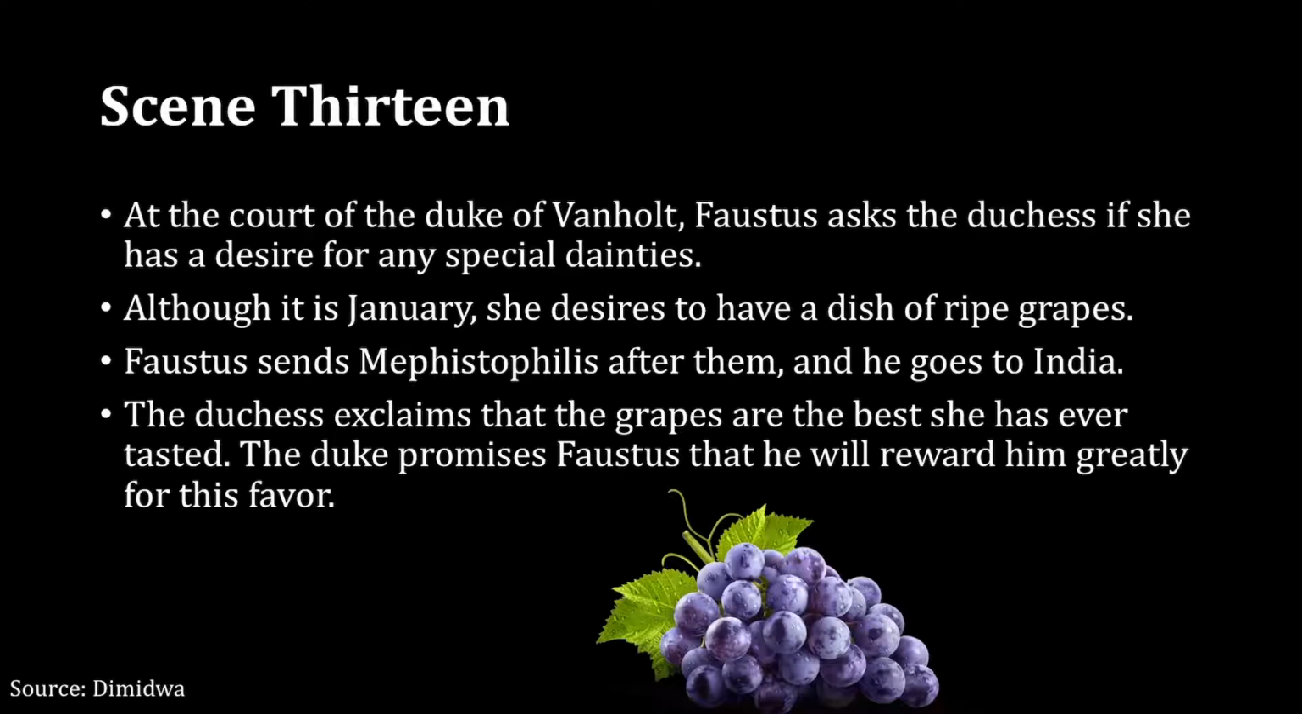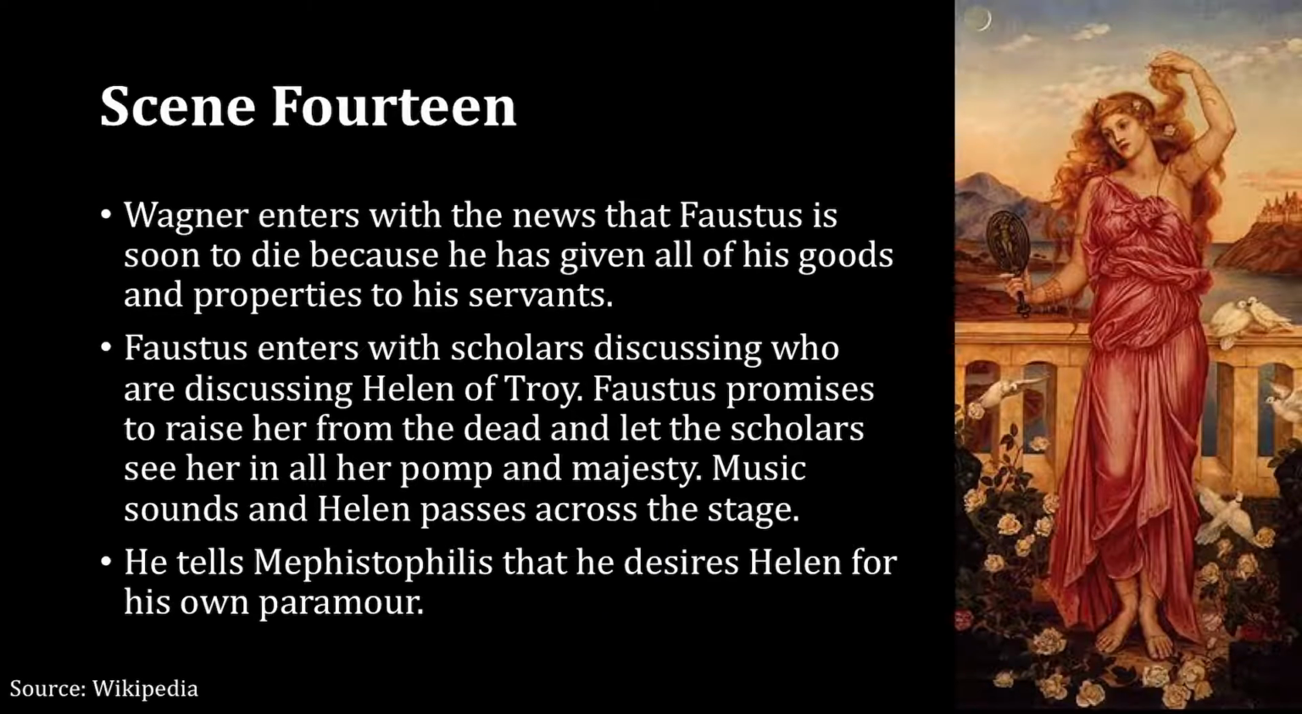In scene 13, we are then taken to the court of the Duke of Van Holt, and Faustus asks the Duchess if she has a desire for any special dainties. And although it's January, she desires to have a dish of ripe grapes. So Faustus sends Mephistopheles after them, and he goes to India to reclaim them. The Duchess is really impressed, and she exclaims that these grapes are the best that she's ever tasted. The Duke promises Faustus that he will reward him greatly for this favour.